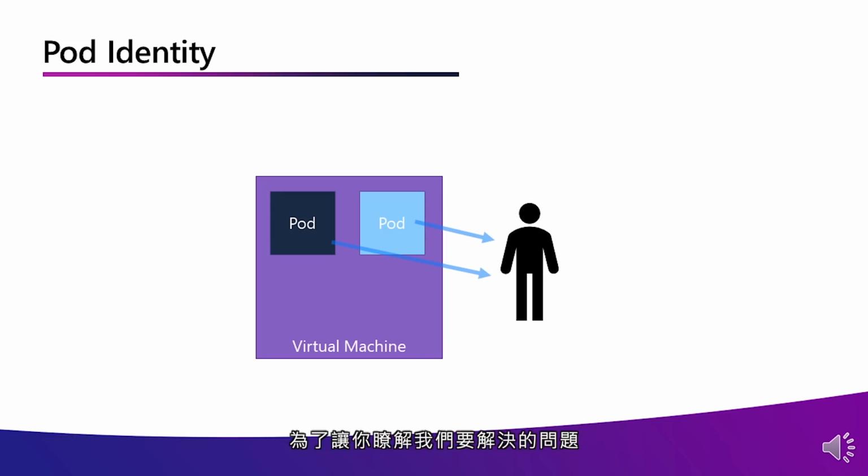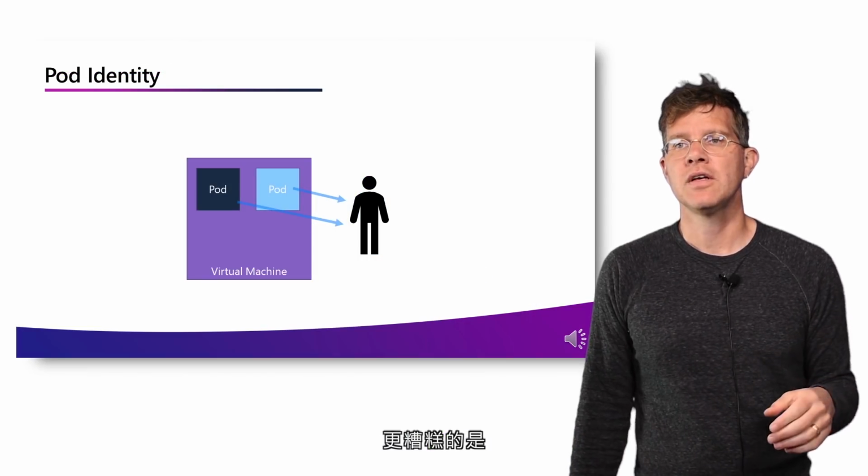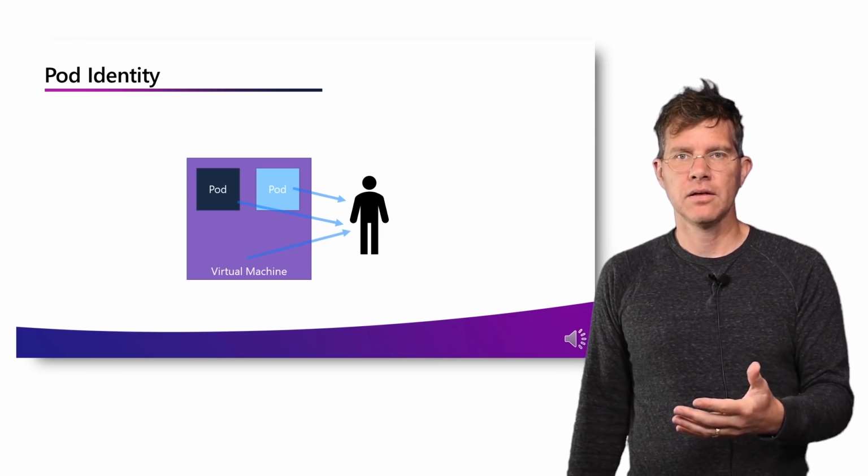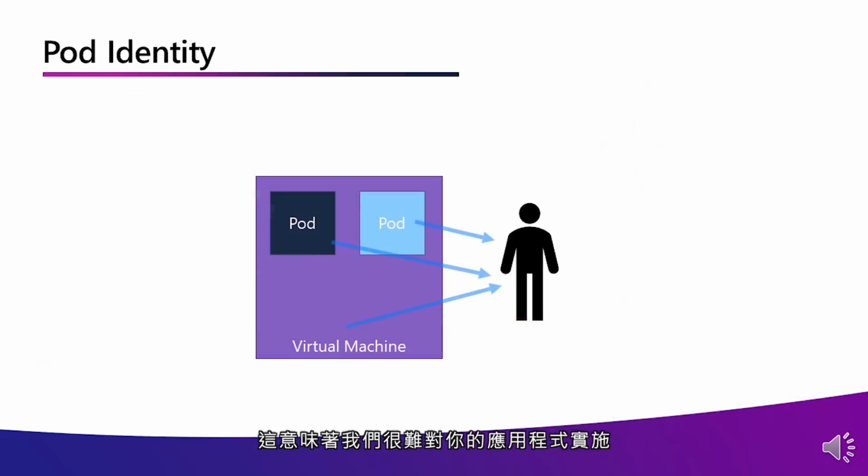To give you an idea for the problem that we're trying to solve, when you look at a typical application in Kubernetes running, the identity that is given to the pod is the same for every single pod that happens to land on that machine. And even worse, the identity is actually also the same as the machine's identity. So this means it's very difficult to provide fine-grained, least privilege access control to your applications.